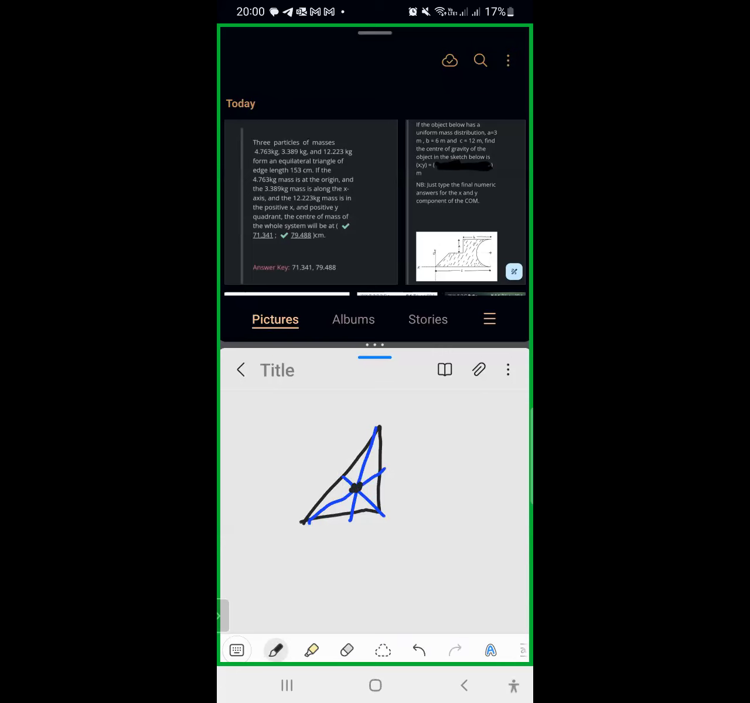There are two methods we can use to find the center of mass of a system, using the masses of an object and also the area of an object. Using the masses, the x center of mass is given by 1 over the total mass of the system multiplied by the sum of the masses multiplied by the x coordinate of the particle.